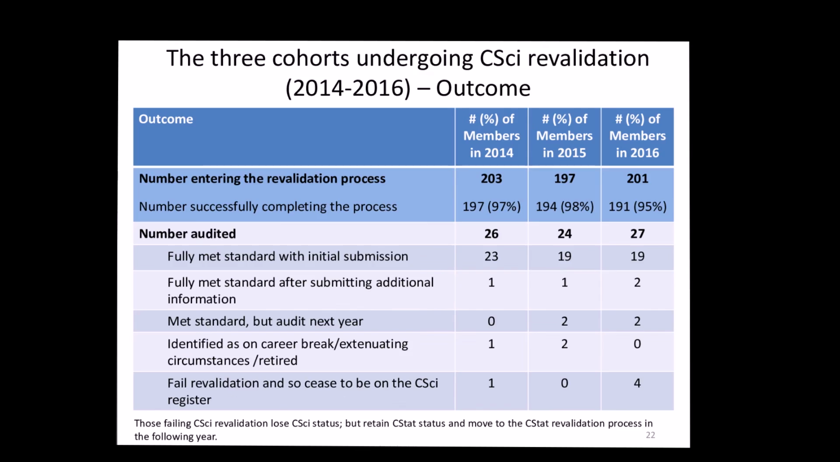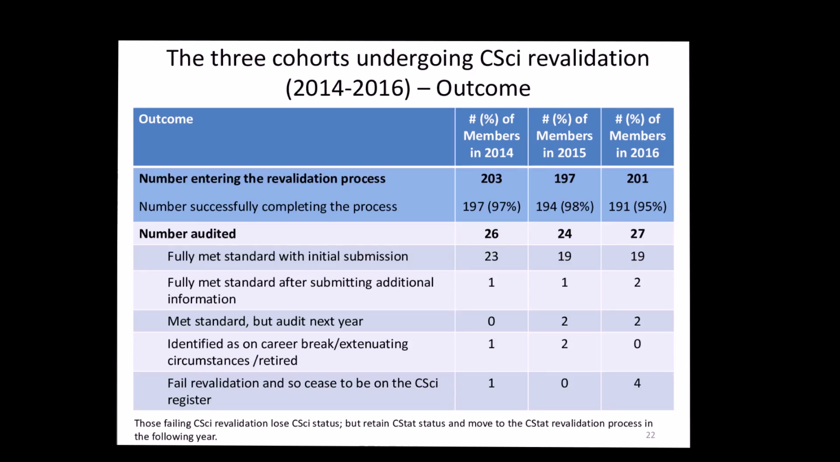So the final slide on looking at the outcome gives the corresponding information for the CSci revalidation process. Now note that in this case, this is on slide 22, successfully completing the process advances the revalidation date 12 months for both CSci and CStat. And note that the vast majority of members in the 2014 cohort are also included in the subsequent cohorts, and that those signing up for Chartered Scientist status from 2009 onwards were aware that there was a need for annual revalidation.